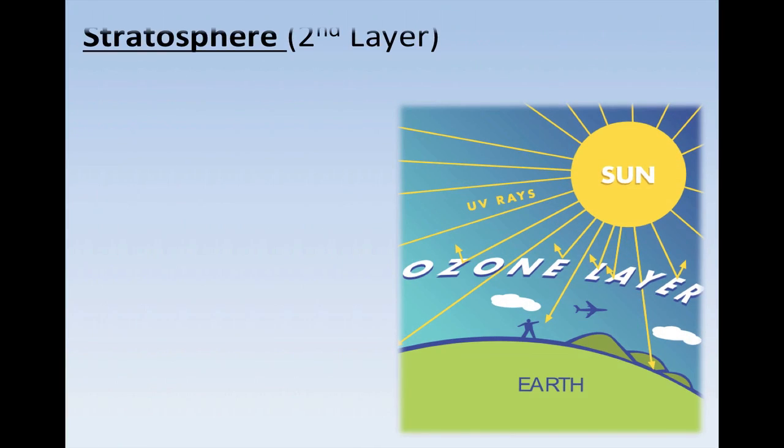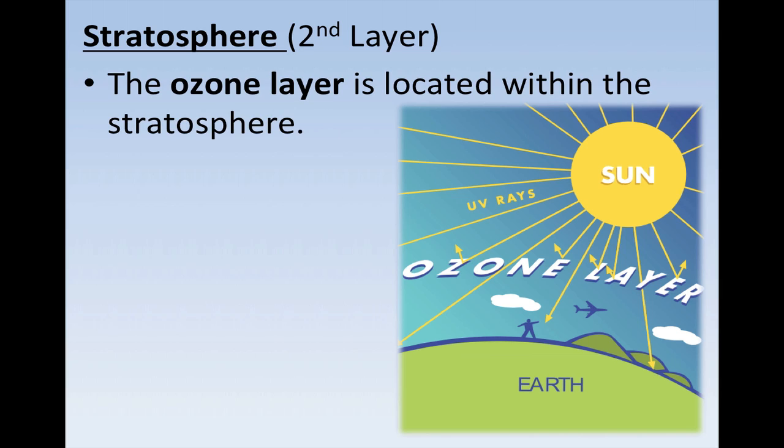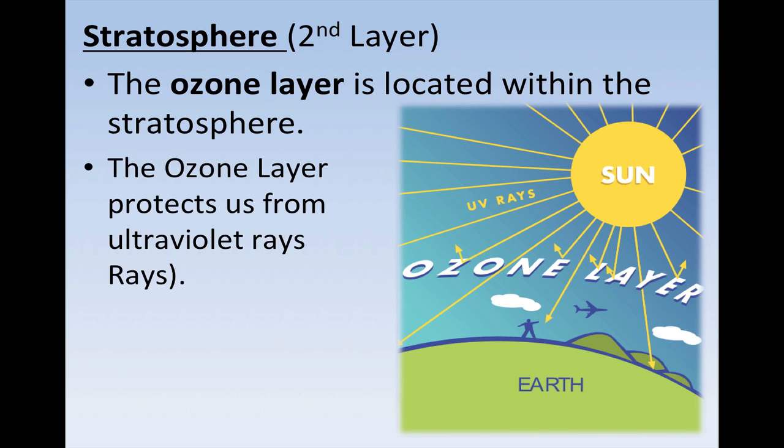Next we have the stratosphere, and it's so important because the ozone layer is located within the stratosphere, and we know that the ozone layer keeps many of us from being exposed to too much radiation. The ozone layer protects us from ultraviolet rays which come from the sun.